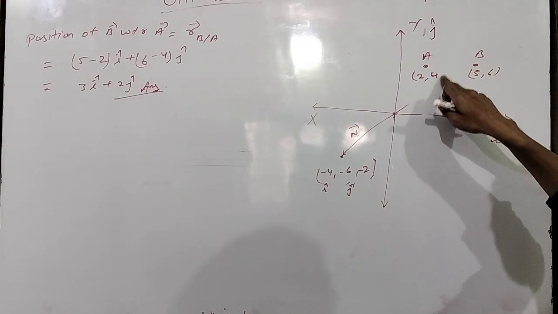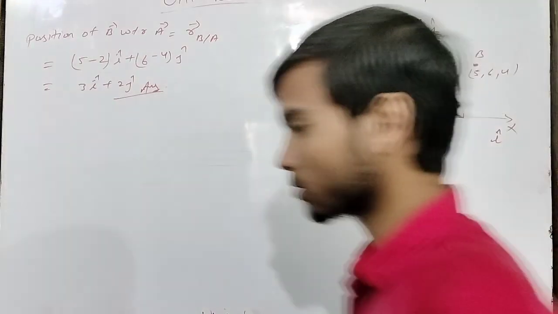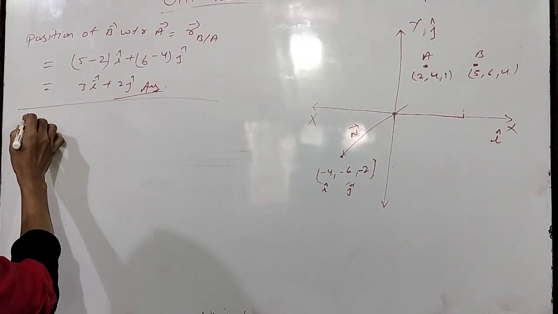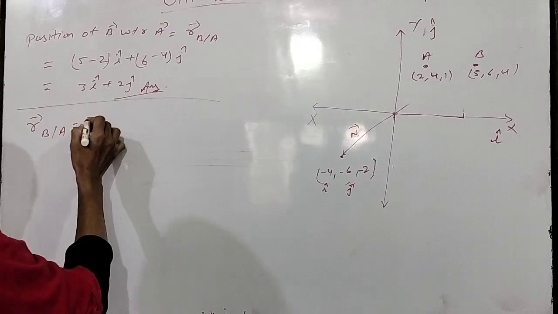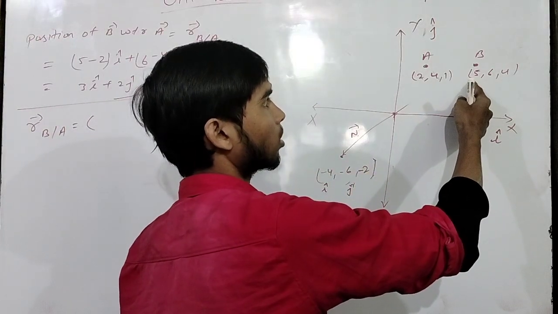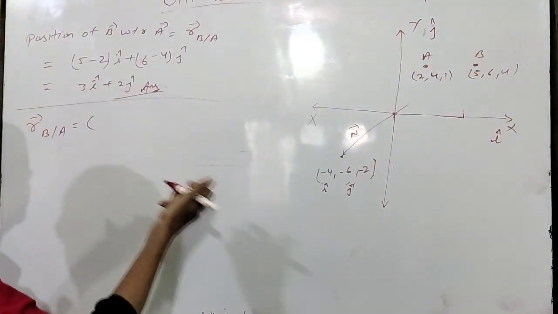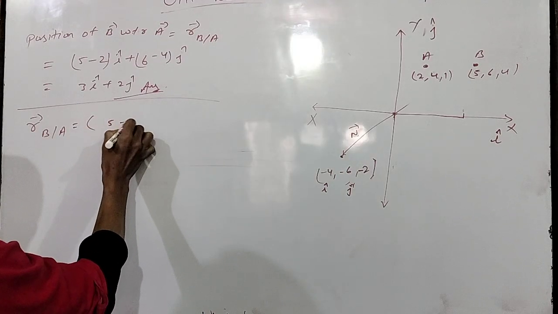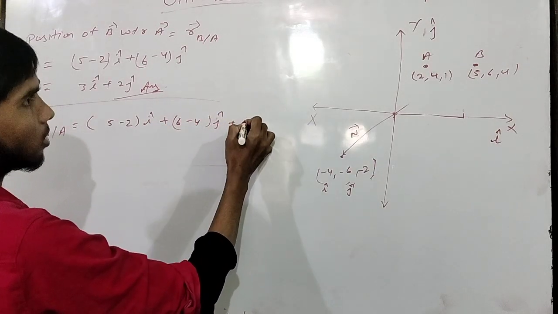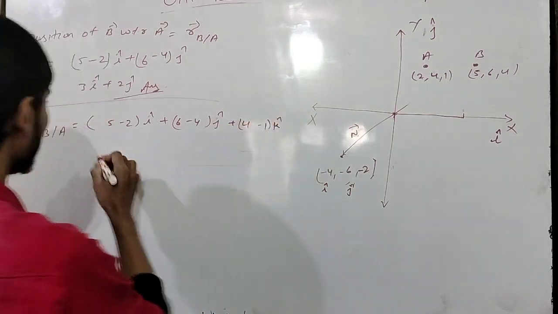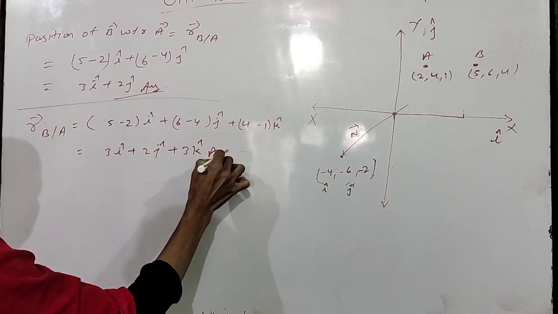What if we now have 3 axes? In that case, we apply the same method. Position vector of b with respect to a: x2 minus x1, y2 minus y1, z2 minus z1. 5 minus 2 i cap plus 6 minus 4 j cap, then plus 4 minus 1 k cap. This is your final answer: 3 i cap plus 2 j cap plus 3 k cap.